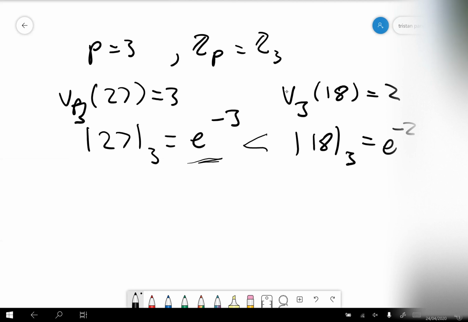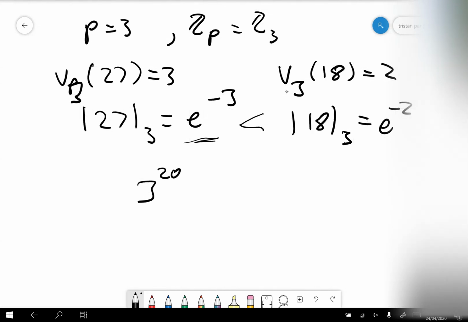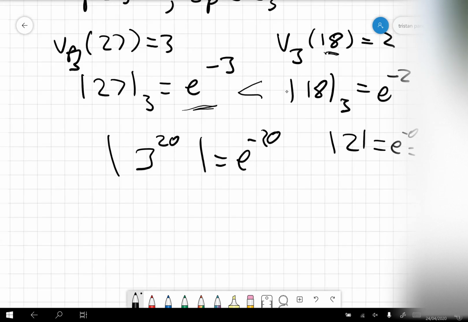So a large integer, large in the normal sense, say 3 to the 20, is a large number, but in the P-adic space it's actually quite a small number. It's got norm e to the negative 20. And that's way smaller than these two things. We'll also see later on that smaller numbers can appear larger. So anything coprime to 3, say the norm of 2, is e to the negative 0, which is 1. That's the largest we can get.